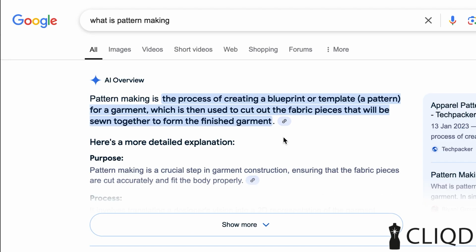So what is pattern making? Let's ask Google. Pattern making is the process of creating a blueprint or template, a pattern, for a garment, which is then used to cut out the fabric pieces that will be sewn together to form the finished garment. Can't argue with that. So essentially a fashion designer has an idea and they communicate it to the pattern maker.